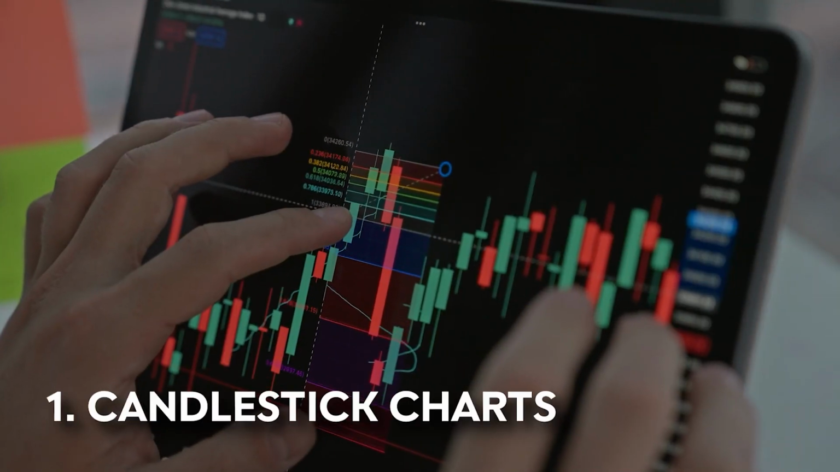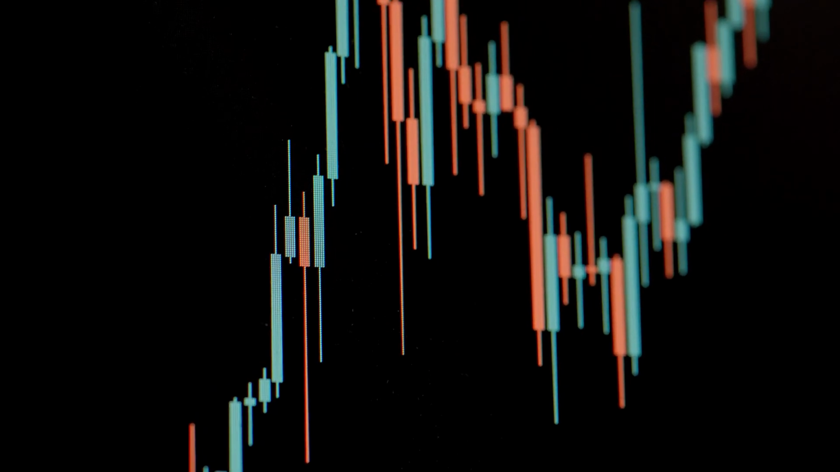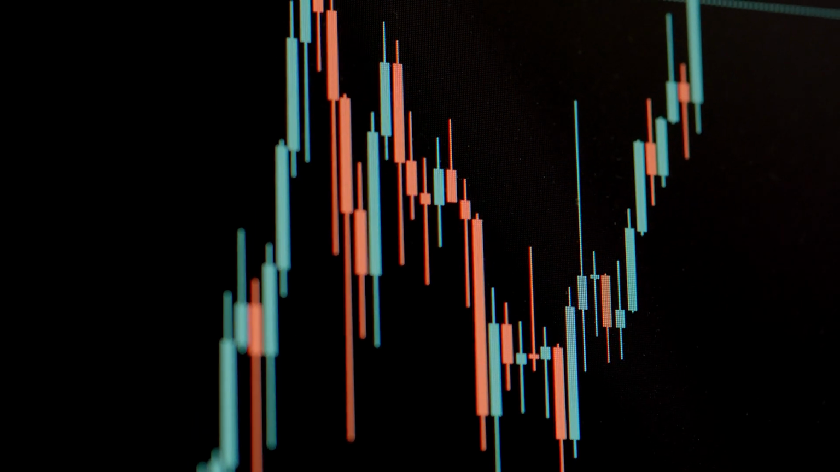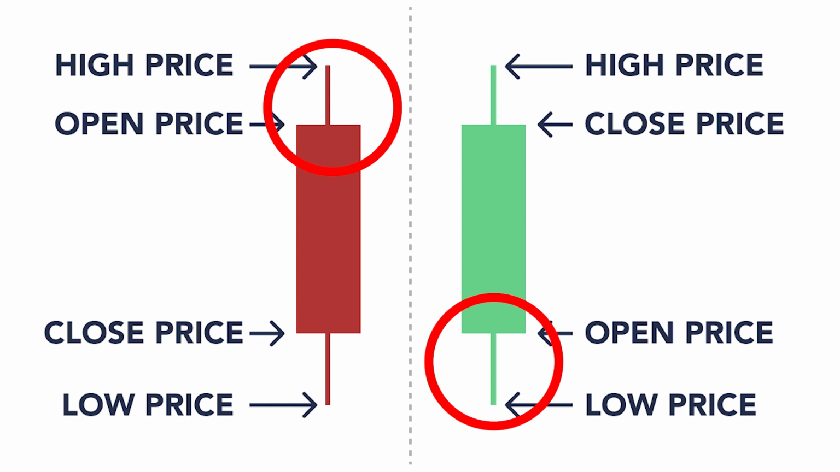Number 1. Candlestick charts. Picture these as mini mood rings for stocks. Each candle has a body that shows the opening and closing prices of a stock for a specific time frame, and little wicks that stick out from the body, revealing the highest and lowest prices of that period.